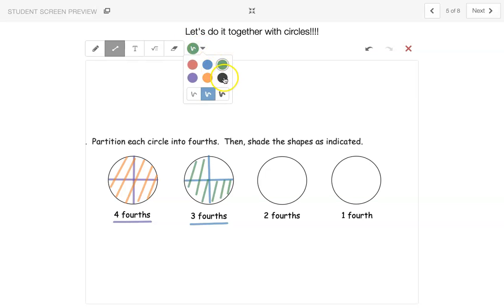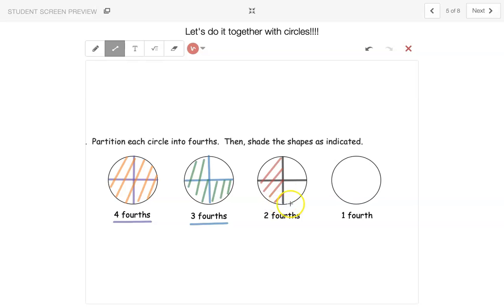Okay. Now the next one is the same thing. We're going to partition into fourths. First, this time we're going to do our horizontal line. And we're going to do our vertical line. And then they want us to shade 2 out of the 4, or 2/4. So let's do that. So that ends up being like half of the circle, right?